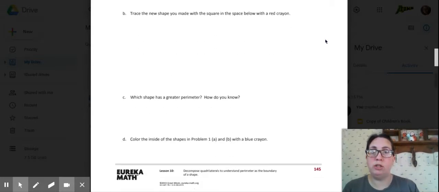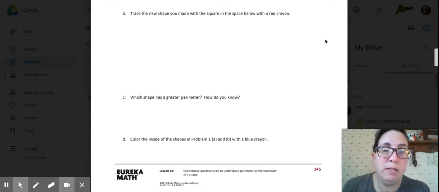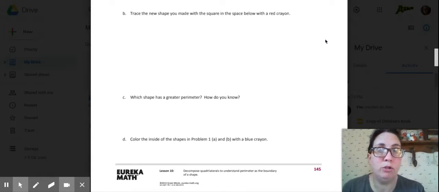For B, it says trace the new shape you made with the square in the space below with a red crayon. Well, this was something you were supposed to do in class. So I want you to make a new shape and use the red crayon, marker, or colored pencil. Or if you don't have one, just use your regular pencil to make a new shape. Pause the video and do that.